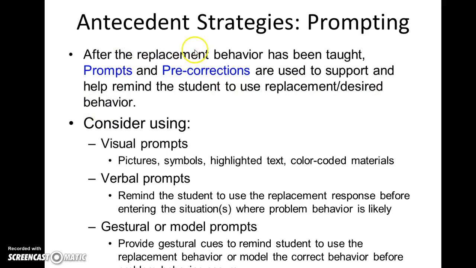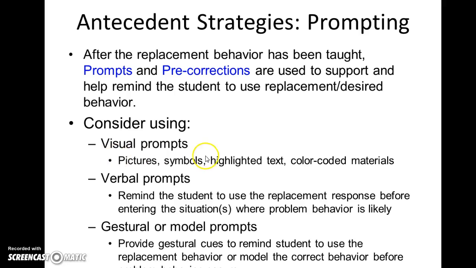So after the antecedent strategies are finished, you want to make sure there are some kind of prompts to help them remember to continue to use the replacement or desired behavior. So try thinking about what kind of prompts. A lot of students, especially emotionally disabled students or students with autism, do really well with visual prompts because they're very non-intrusive. They don't point a certain student out.